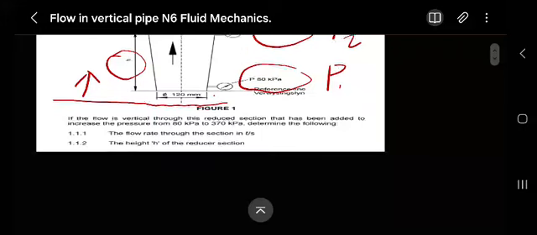So the question 1.1.1 says, if the flow in the vertical pipe through this reduced section has been added to increase the pressure from, you see this is initial, when you see 'from' you can replace it with initial. It's the initial pressure, from 80 kilopascal to, 2 means final, 2 is the second one, which is 370 kilopascal. Determine the following. 1.1.1, the flow rate through the section.